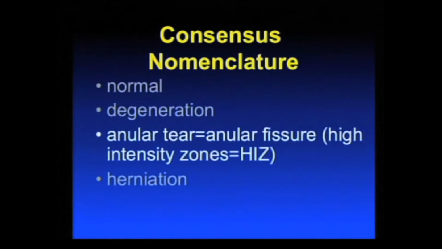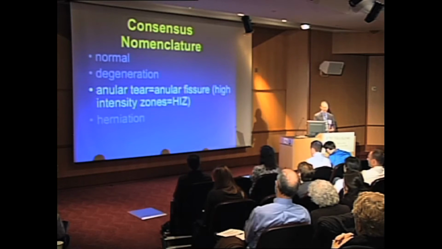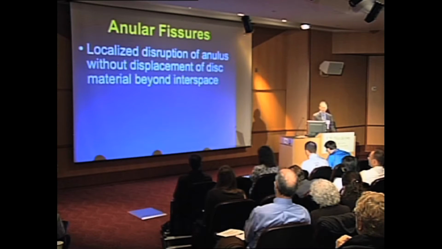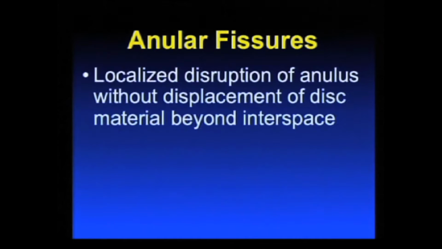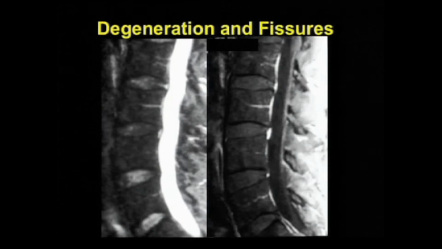Note that the nomenclature actually changed a couple of years ago, and they got rid of the term tear because the connotation was that people might interpret it as a traumatic etiology. The preferred term now is an annular fissure, less emotion-laden. A high-intensity zone essentially means the same thing, but that's an older term and is not part of the standardized nomenclature. So annular fissure is where we want to be describing these things. It's defined as a localized disruption of the annulus without displacement of disc material beyond the interspace, because if you have disc material displacement, you then have either a disc protrusion or an extrusion.